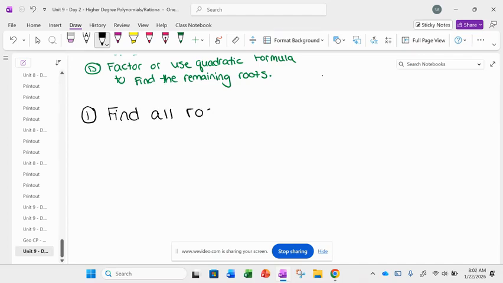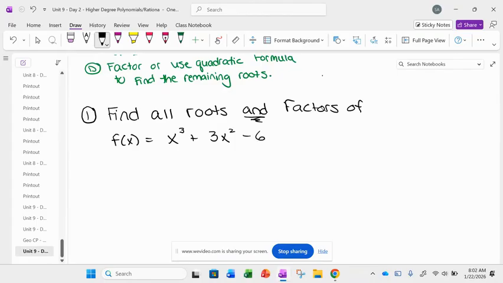all roots and factors of f of x equals x to the third plus 3x squared minus 6x minus 8.